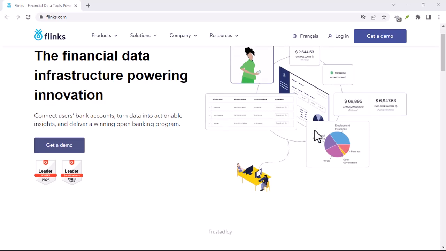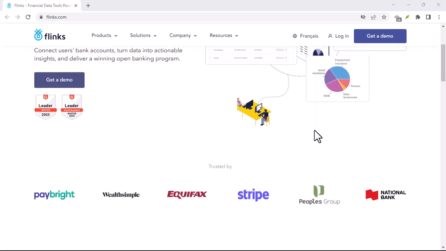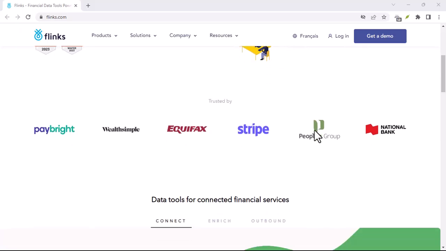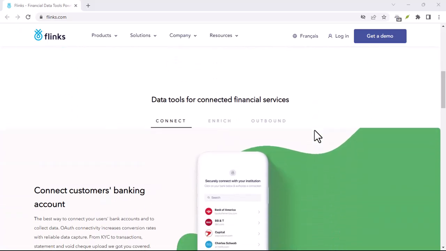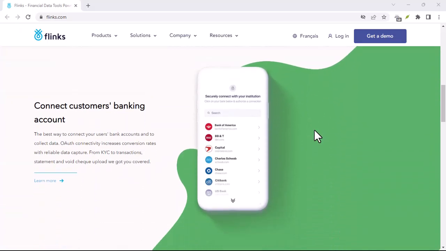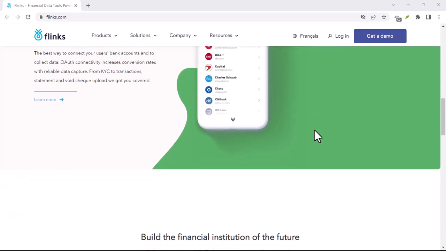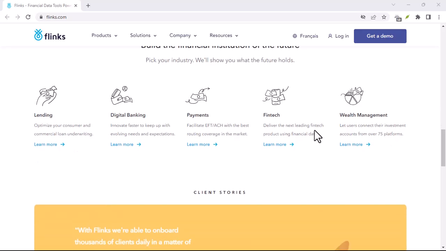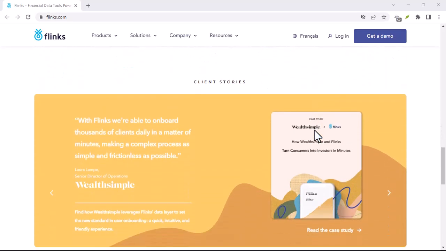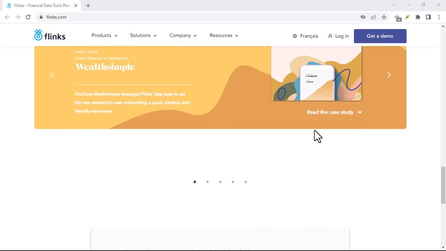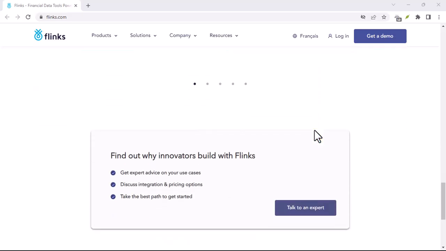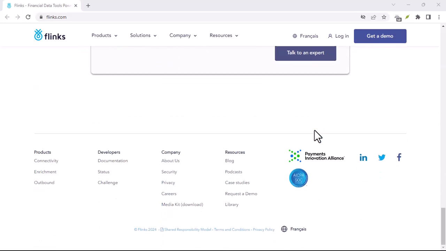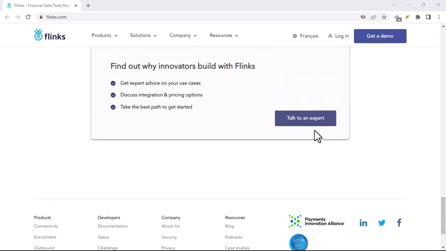Ever wondered what kind of data Flinks, the popular financial data aggregator, actually gets its hands on? Let's dive deep. Flinks has revolutionized how we interact with our finances. By seamlessly connecting to various financial institutions, it provides a unified view of your financial health. But what exactly does it access? Let's break down the types of data Flinks typically collects and why it's necessary.